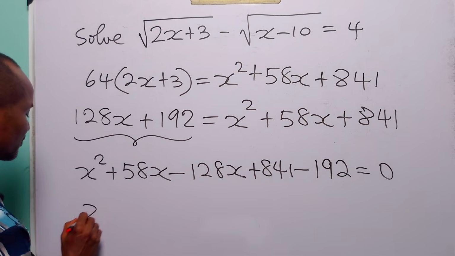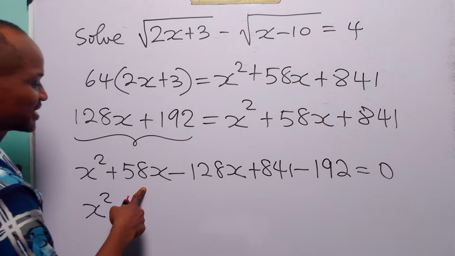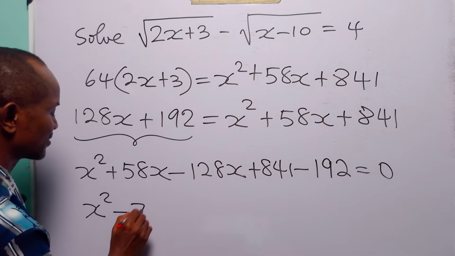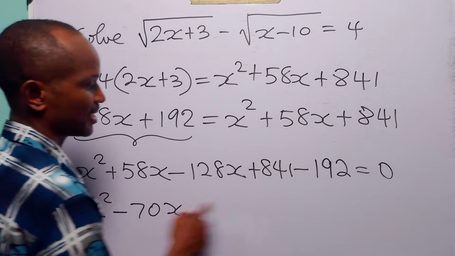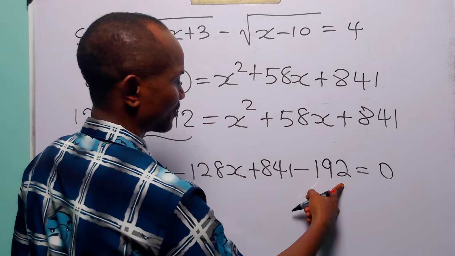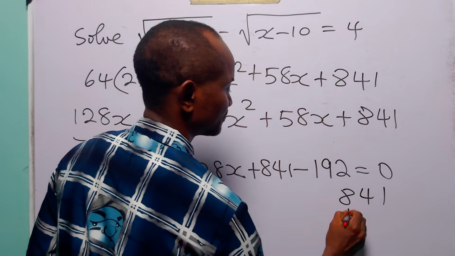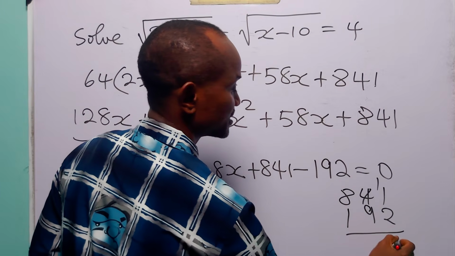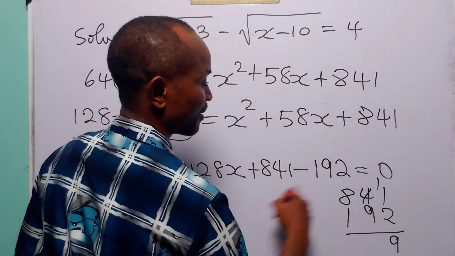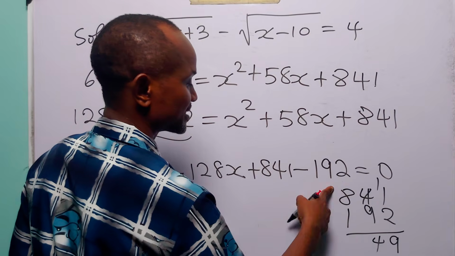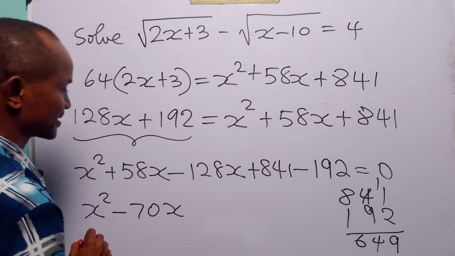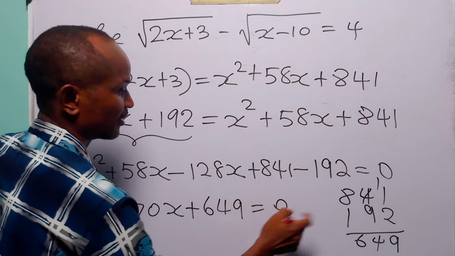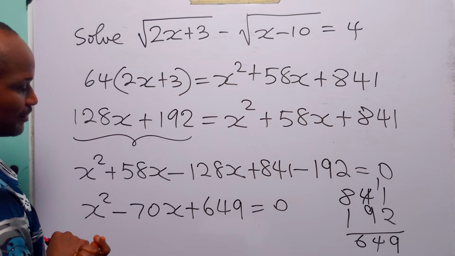Now, from here, we have x squared. 58x minus 128x is minus 70x. 841 minus 192. 11 minus 2 is 9. 13 minus 9 is 4. 7 minus 1 is 6. So this is plus 649, and of course this is equal to 0.